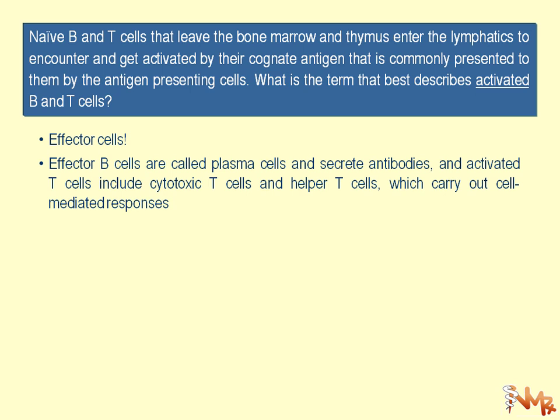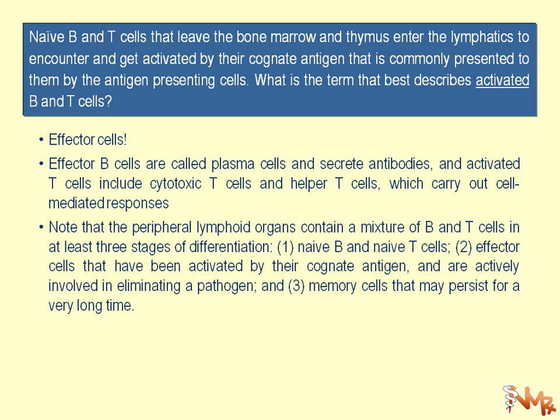Activated T cells include cytotoxic CD8 positive cells and T helper or CD4 positive T cells, and they carry out cell-mediated responses. Note that peripheral lymphoid organs contain a mixture of B and T cells in at least three stages of differentiation: naive B and naive T cells, effector cells that have been activated by their cognate antigen and are actively involved in eliminating a pathogen, and finally, memory cells that may persist for a very, very long time.